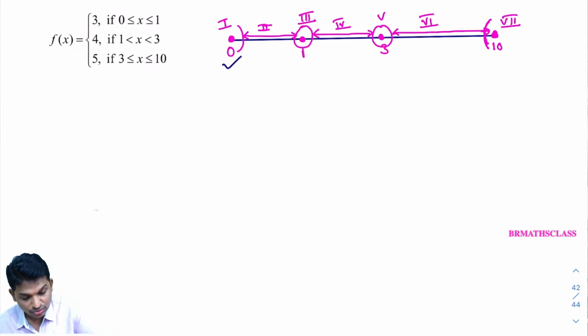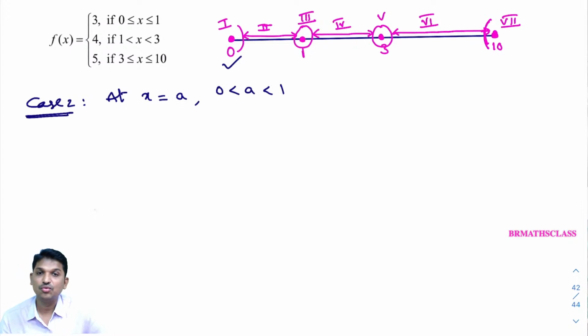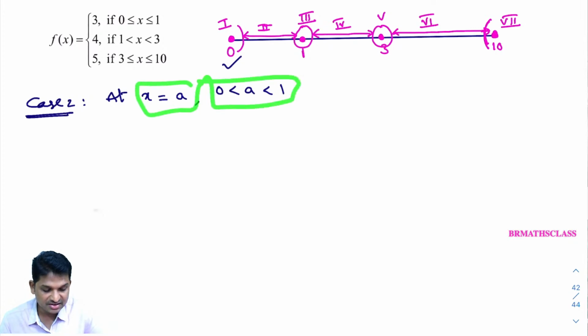What is case 2? In this interval I am going to check the continuity. Case 2, at x equal to a. What is the a value? 0 less than a less than 1. I need to check the continuity at x equal to a, where the value is in this interval.